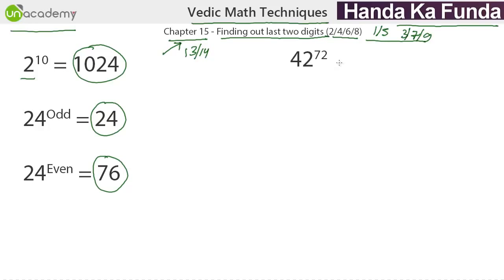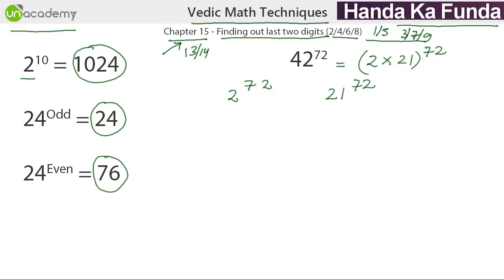Now, 42 to the power of 72, or for any even number, what you do first is you separate the even number part and the odd number part. Essentially 42 to the power of 72 is 2 into 21 to the power of 72. So what is the even part? The even part is 2 to the power of 72 and the odd part is 21 to the power of 72. In questions like this, first divide into even and odd part, find out the answer for the even part, find out the answer for the odd part, and then multiply the two to get your overall answer.